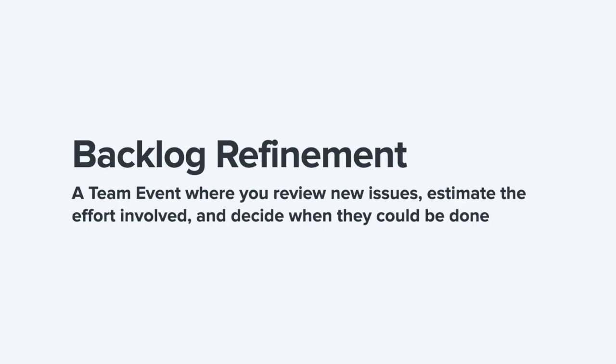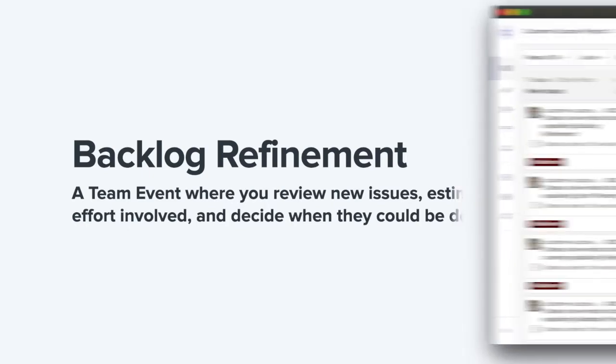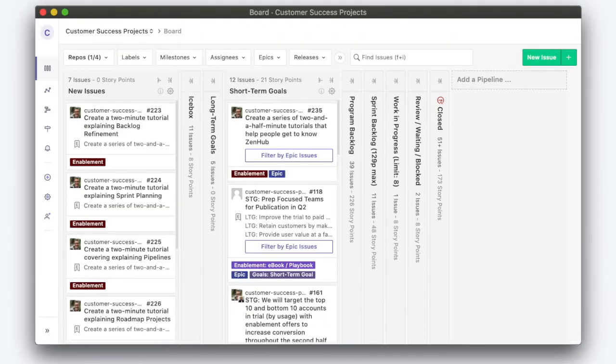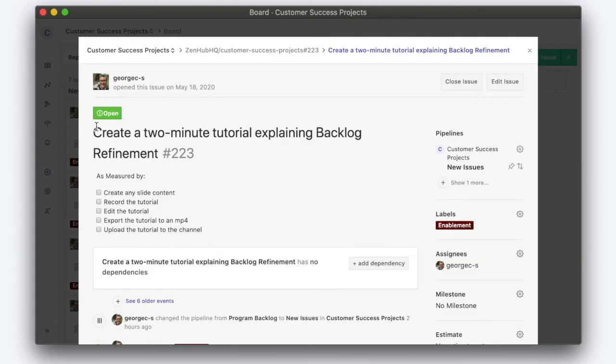What does it look like in Zenhub? Well, it looks like this. First, we'd all jump on a video call. I'll share my screen, and I will have collapsed the columns that we don't need to worry about right now. I want to focus on my new issues column. These are the new issues that have been written up since the last time we had refinement. I also have my short-term goals column visible because some of this new work may roll up into my short-term goals. Okay, open up an issue.